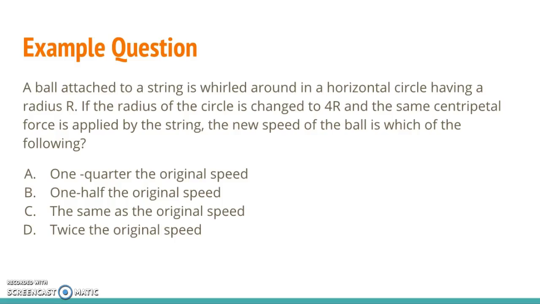Alright, example question. A ball attached to a string is whirled around in a horizontal circle, having a radius of r. If the radius of the circle is changed to 4r, and the same centripetal force is applied by the string, the new speed of the ball is which of the following? You can pause, work this out. If you got D, you're correct.